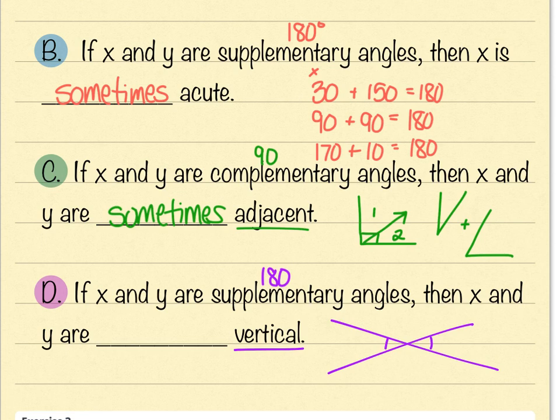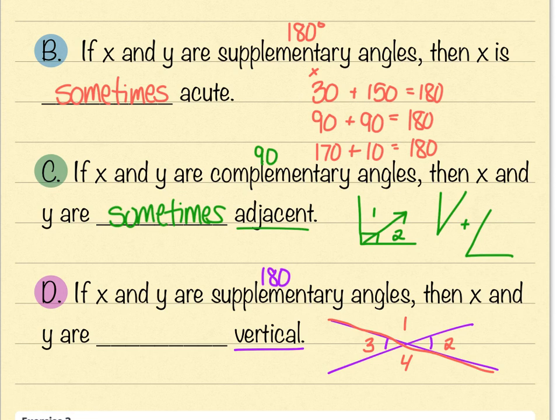Because in order to be supplementary, I'd have to be talking about this angle and this angle, angle 1 and angle 2, because together they sit on a straight line. Angle 3 and angle 2 would not add to 180, and angle 1 and angle 4 would not add to 180. So 99% of the time, I would say that's not true.